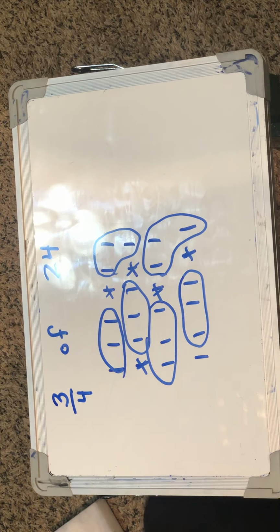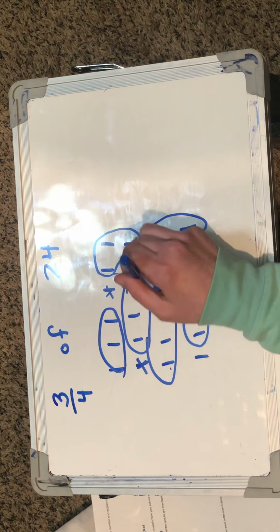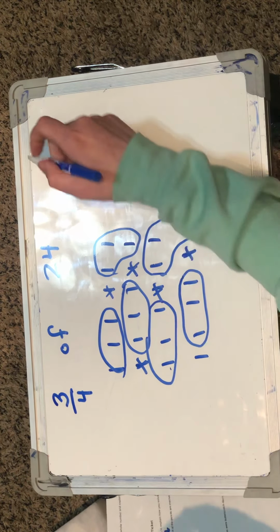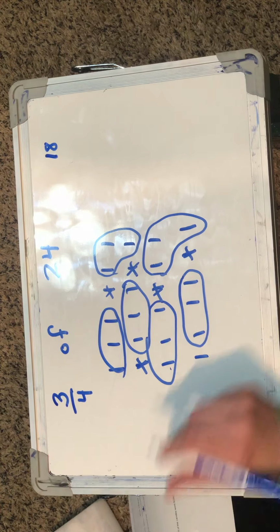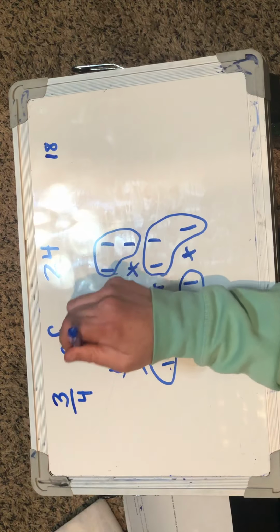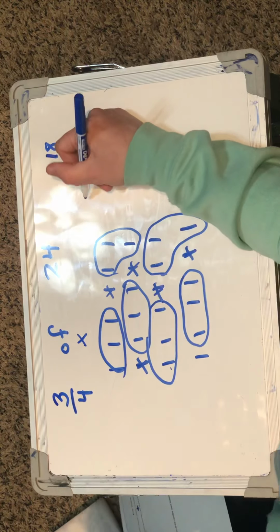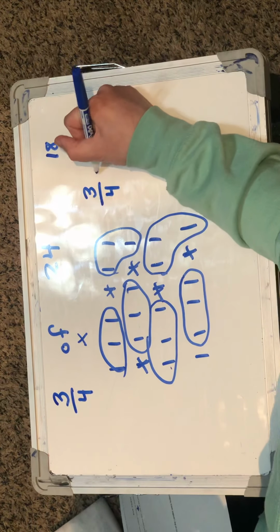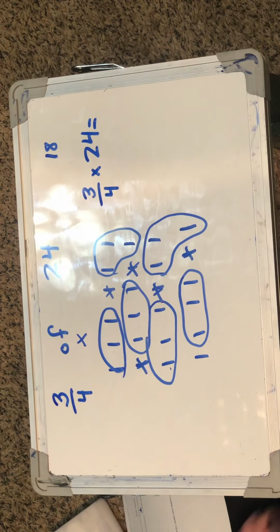So right away, I can figure out my answer and then come up with the equation to figure it out. So I want to know how many are mechanical. 1, 2, 3, 4, 5, 6, 7, 8, 9, 10, 11, 12, 13, 14, 15, 16, 17, 18. Right? And my picture shows that. I also know that of means times, okay? 3/4 times 24. Let's see if we can figure that out.